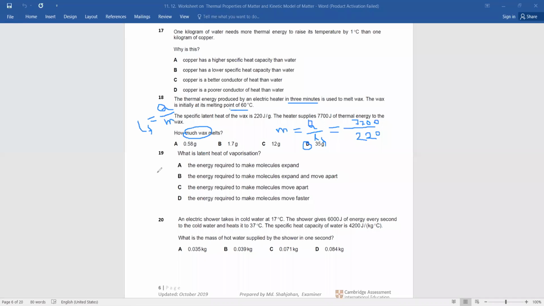What is latent heat of vaporization? A. The heat required to make molecules expand. B. The heat required to make molecules expand and move upward. C. The heat required to make molecules move far apart. D. The heat required to make molecules move faster. So which one is your option? Which one are you picking?